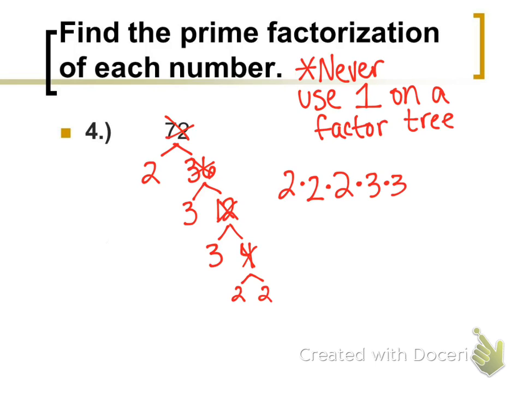Now, I'm not sure if we necessarily cover this coming up in the notes. I don't remember seeing it. But if I wanted to rewrite this shortened down a little bit, does anybody remember how we could rewrite 2 times 2 times 2? Keon? 2 to the 3rd power. And I could rewrite 3 times 3 as 3 to the 2nd power. So either of these would be acceptable. Questions, concerns about number 4?